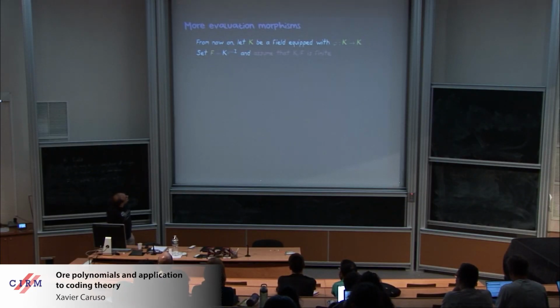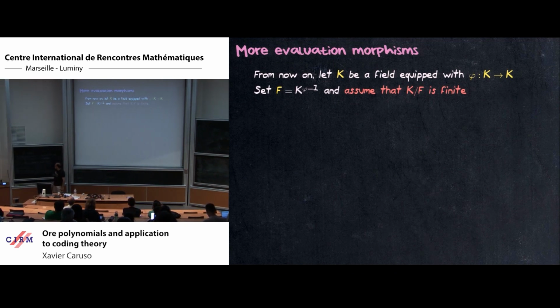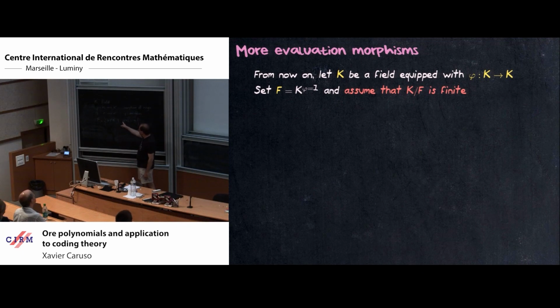And I assume that K over F is finite. It's a finite extension, so it's a Galois extension. A cyclic Galois extension, with Galois group generated by phi. In particular, it implies that phi has finite order. It's bijective.